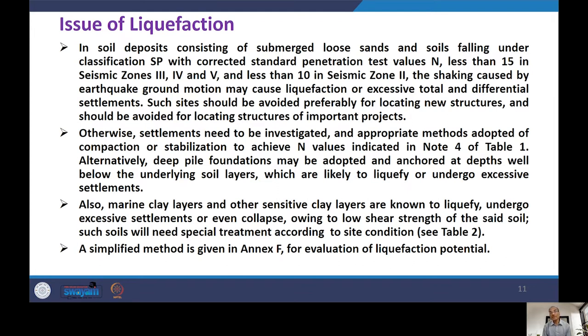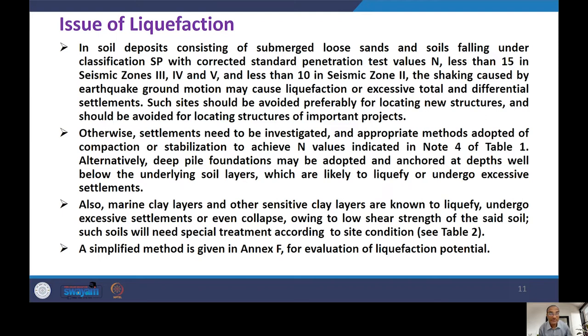If that is not possible, then settlements need to be investigated and appropriate methods of compaction or stabilization procedure adopted, with the values indicated in note 4 of this table. Alternatively, deep pile foundations may be adopted and anchored at depths well below the underlying soil layers, which are likely to liquefy or undergo excessive settlements.